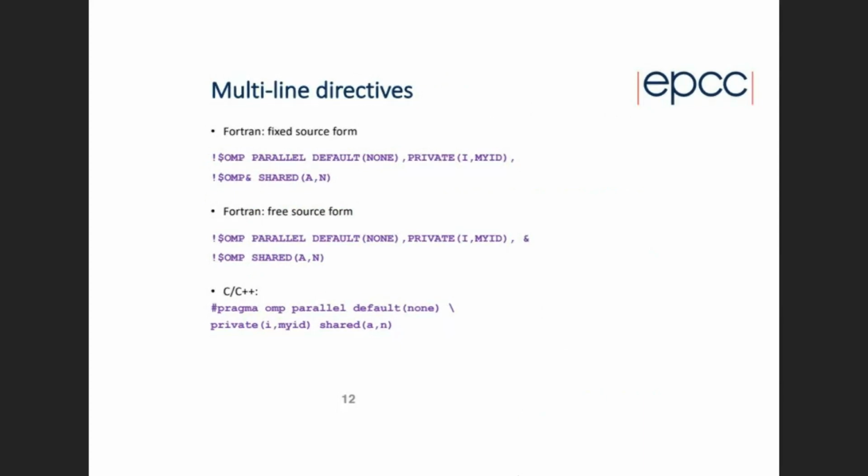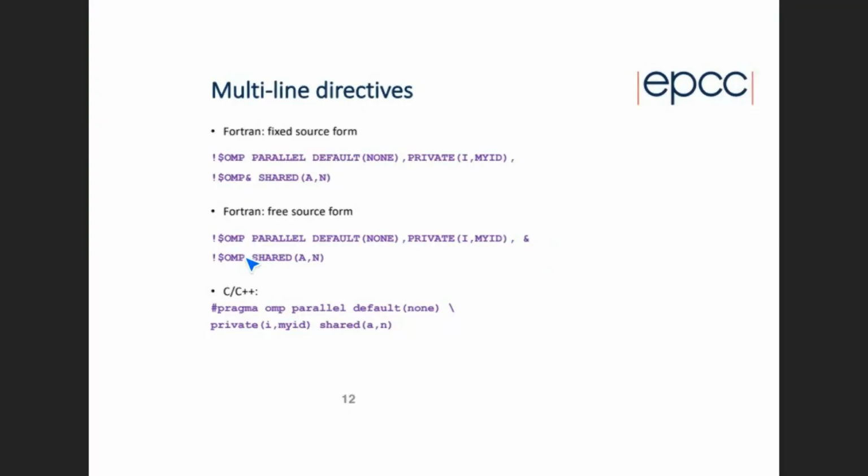Okay, a bit of syntactic trivia. If we're going to force ourselves to use default(none) and list all our variables, then it's possible that our directives get quite long, so we need to know how to break those over multiple lines. In Fortran, that depends on whether you're in fixed source or free source form. In fixed source form, the new line has !$OMP and an ampersand at the start of the continuation line. In free source form, the ampersand goes at the end of the line, and then the next line doesn't have the ampersand.